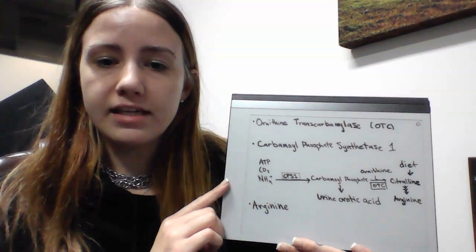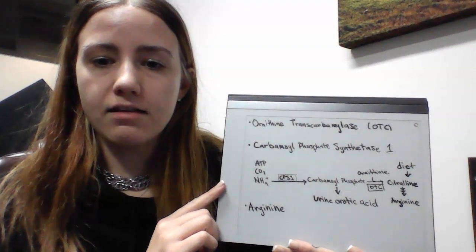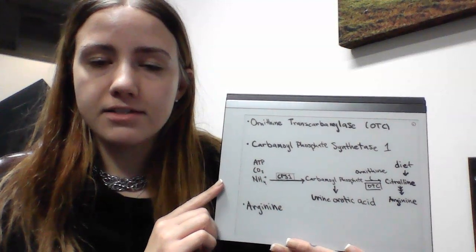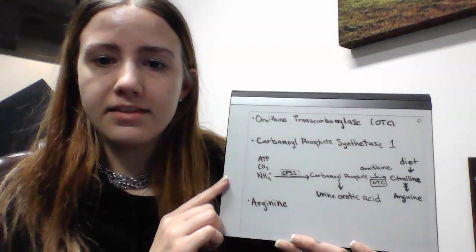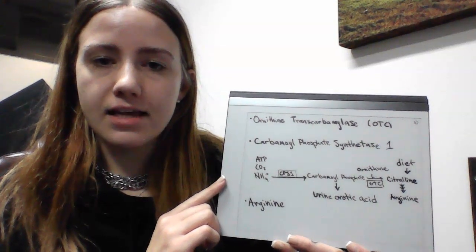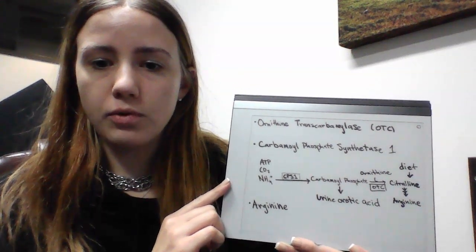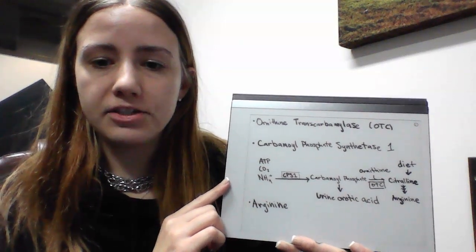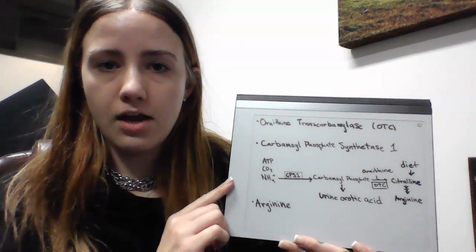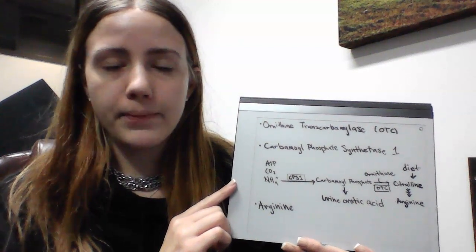I believe the least likely enzyme to be affected is carbamyl phosphate synthetase 1. This is because if this enzyme were to be dysfunctional, we would have a decrease in carbamyl phosphate, which would lead to a decrease in urine orotic acid, which is the opposite of what our patient displayed.